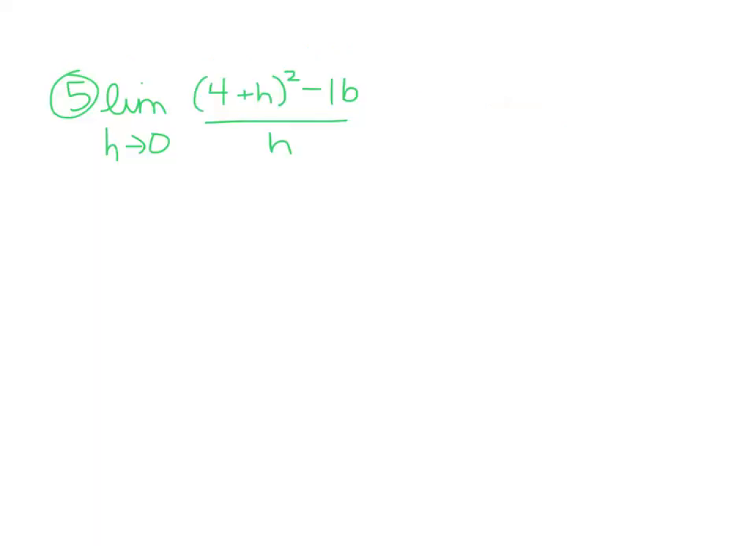So for this one, what you're going to find is as you work this problem out, you will end up starting out and getting an indeterminate form. So you need to use other algebraic methods for this. My first inclination for something like this, if I see something like 4 plus h squared, I would actually expand that out. I would use the FOIL method. So I'm going to expand that out.